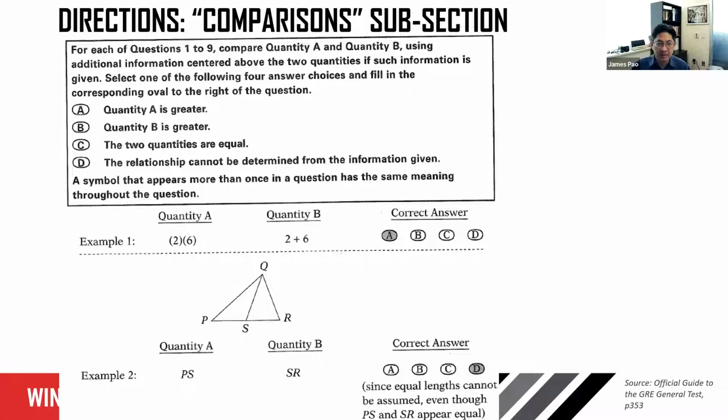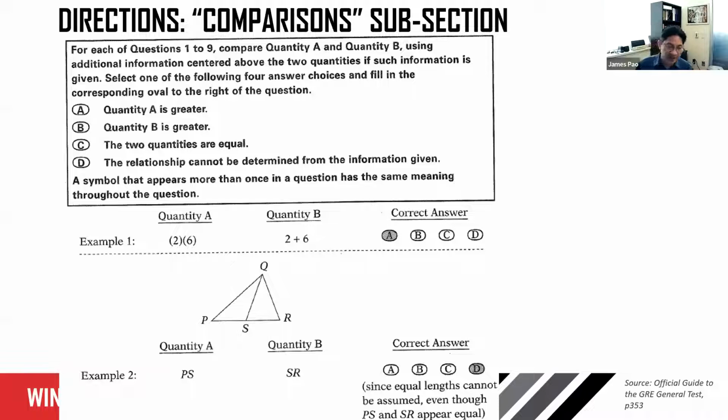All right, now let's get into the directions for quantitative comparison specifically. It says for each of these questions, compare quantity A and quantity B using additional information centered above the two quantities if such information is given. Select one of the following 4 answer choices and fill in the corresponding oval to the right of the question. A, quantity A is greater. And what they don't say here is quantity A is greater all the time. So I want you to psychologically, mentally remember that A is when it is always, all the time, A is greater. Likewise, you're going to circle or fill in answer choice B if quantity B is always, all the time, greater.